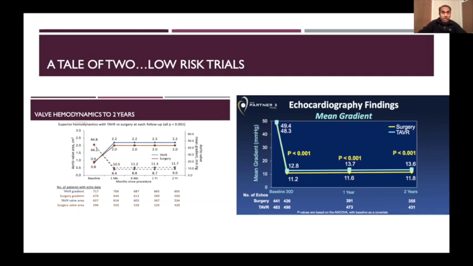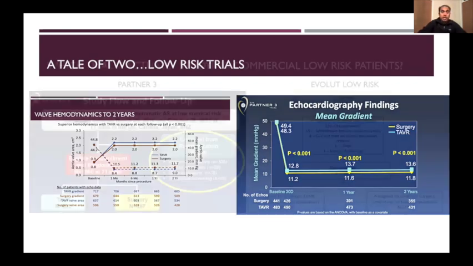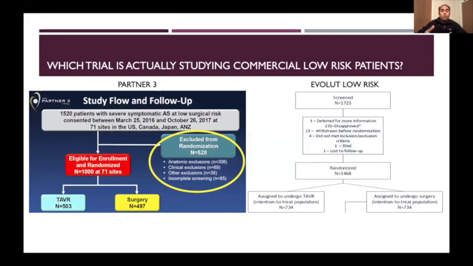I would expect that trend to continue, obviously out to 5 years. When we think about your low-risk patient and what trial actually does define your low-risk patient, keep in mind the screen fail rates of these respective studies as well. In PARTNER 3, 1,520 patients were consented, but 520 were excluded from randomization.